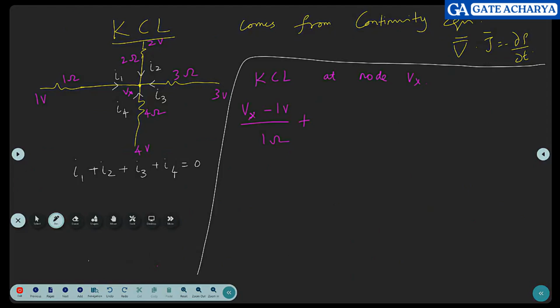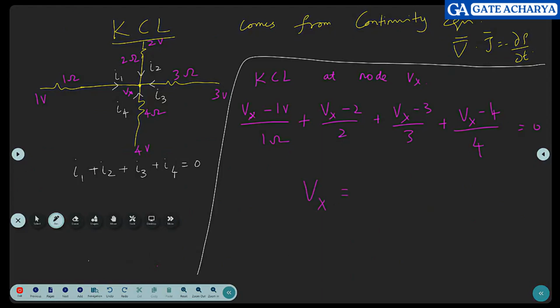What is I2? I2 is (Vx minus 2) divided by 2. Keep writing it and then tell me what is the final value of Vx. Here: (Vx minus 2) divided by 2 plus (Vx minus 3) divided by 3 plus (Vx minus 4) divided by 4. What is Vx?